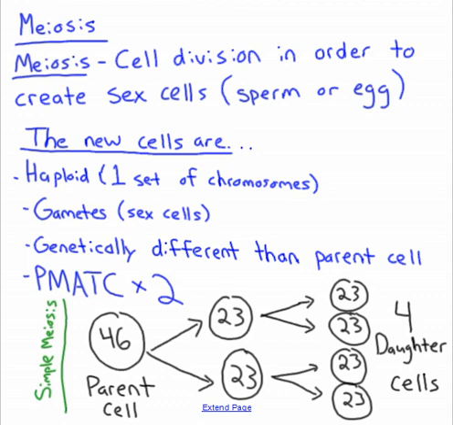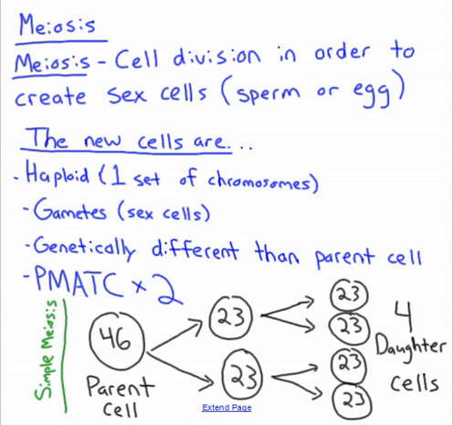Meiosis, then, is similar to mitosis because it is cell division, but now we are doing cell division in order to create sex cells, which is either sperm or egg. These new cells that we make in meiosis are going to be haploid, so they're only going to have 1 set of chromosomes. They are going to be gametes, which gametes is a fancy word for sex cells, either sperm or egg, depending on your gender.